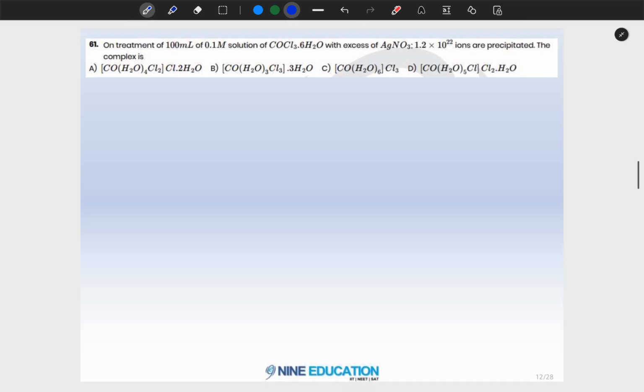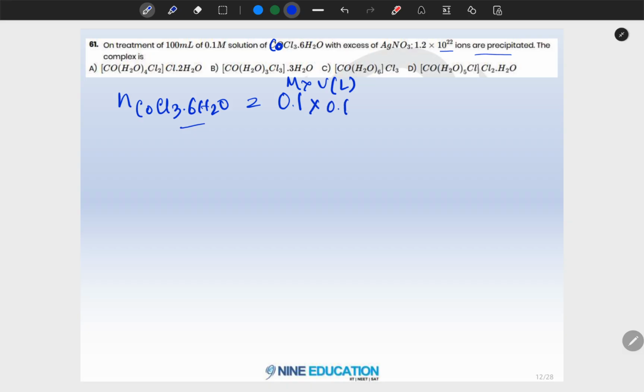So next question. On treatment of 100 ml 0.1 molar CoCl3.6H2O, this should be cobalt, with excess AgNO3, 1.2 × 10^22 ions are precipitated. Okay. So let's calculate the number of moles of complex that is present in 100 ml 0.1 molar solution. So that will be 0.1 molarity into volume in liter, right? So 0.1 into 0.1. So 0.01 moles.